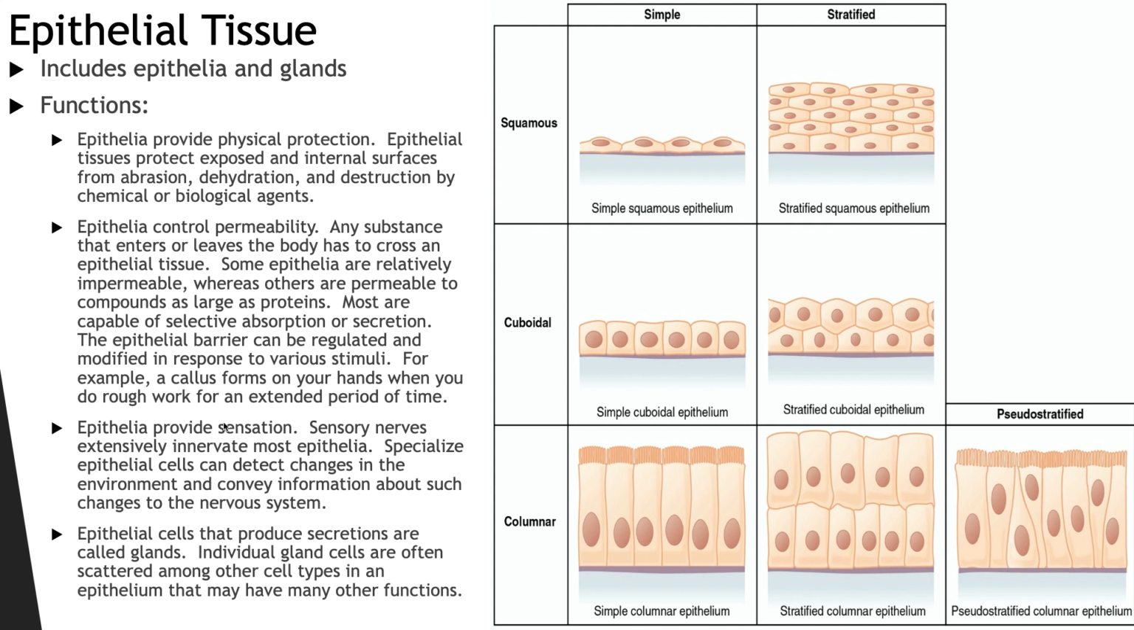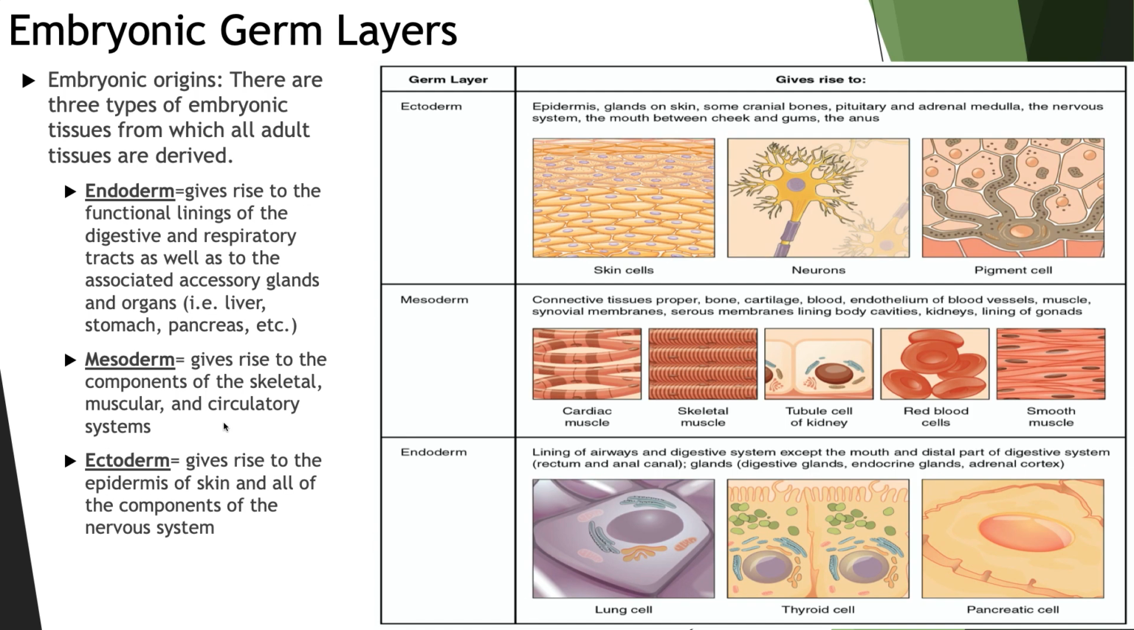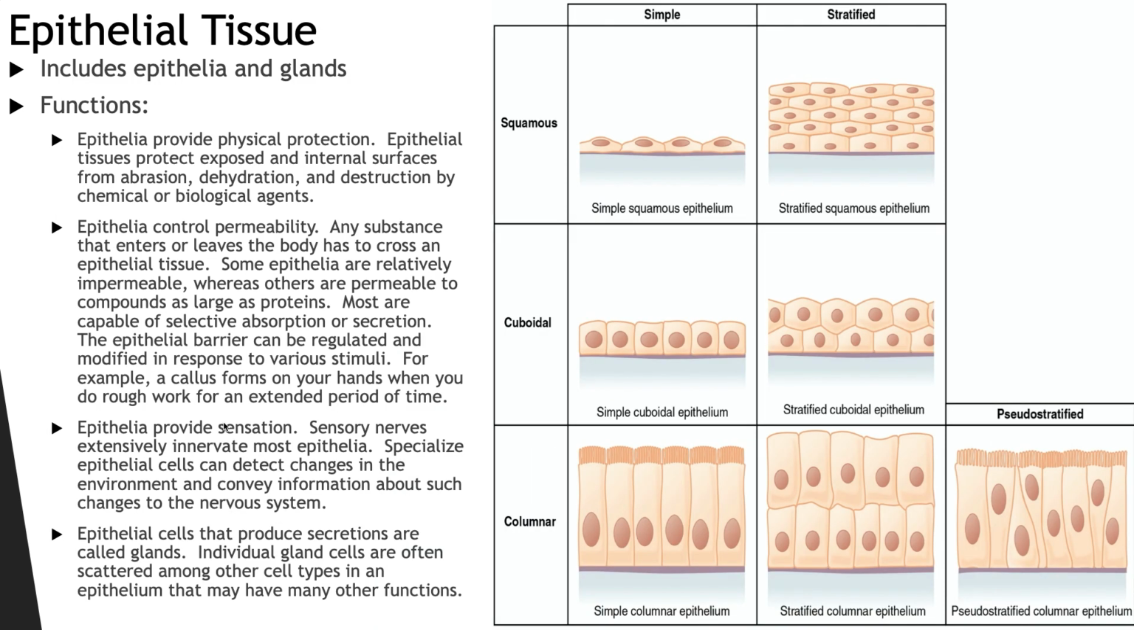They also help to provide sensation, and we'll talk about that more when we get to the integumentary system. But they can detect changes in the environment and convey information such as changes to the nervous system. That can show you a connection if you go back to the ectoderm, which gives rise to the skin and the components of the nervous system. This makes sense that this is able to transmit sensory information. They also help to produce secretions onto the body and are often scattered amongst other types of cells.